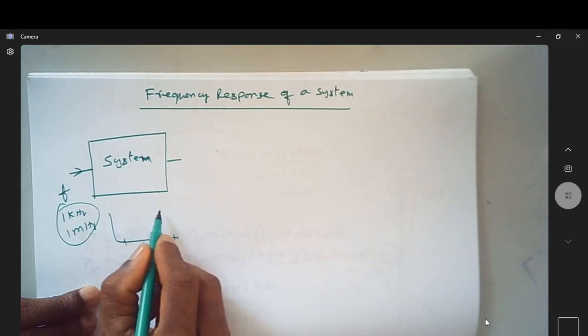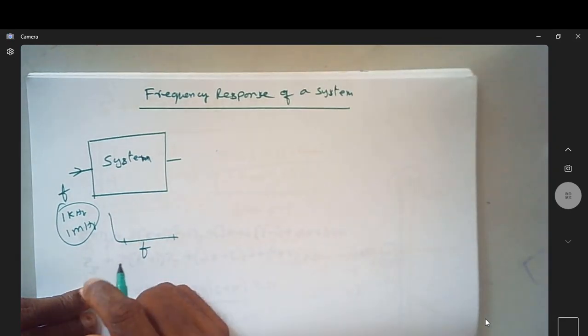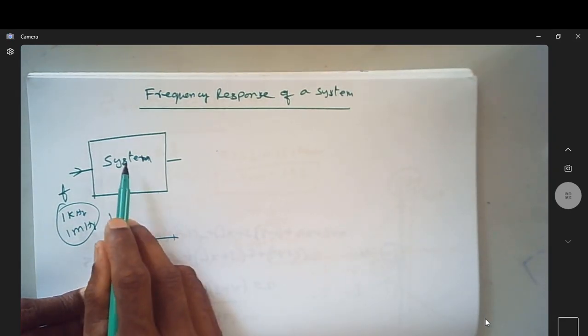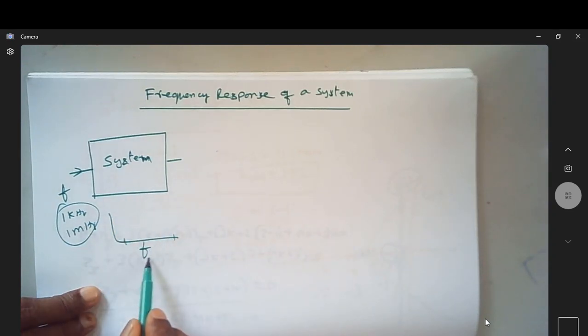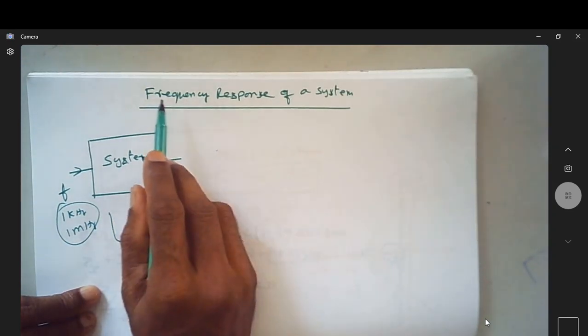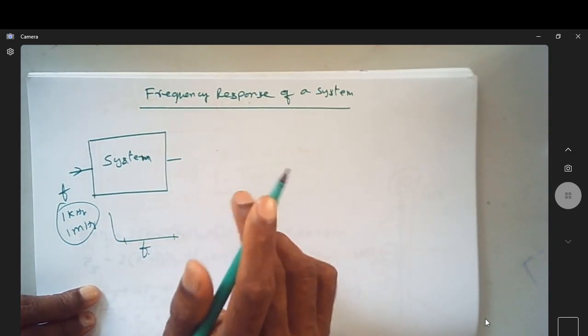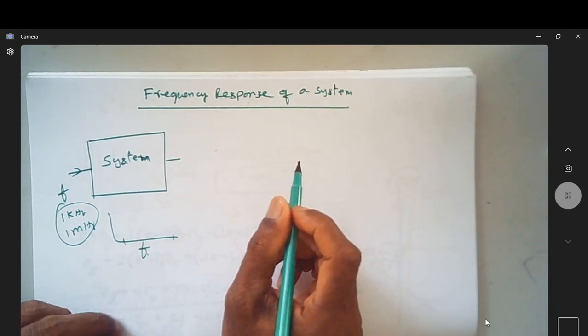Does the response remain constant? Will it vary? Will it increase, decrease? So I want to see the response of this system for different frequencies. Then I'll call it the frequency response of a system.